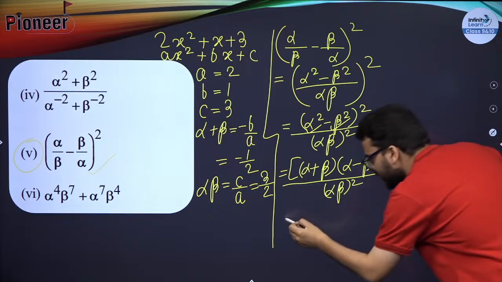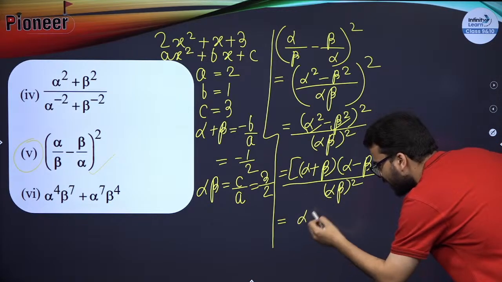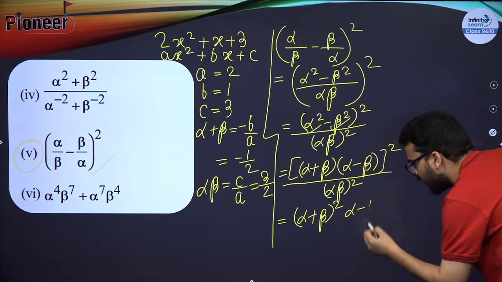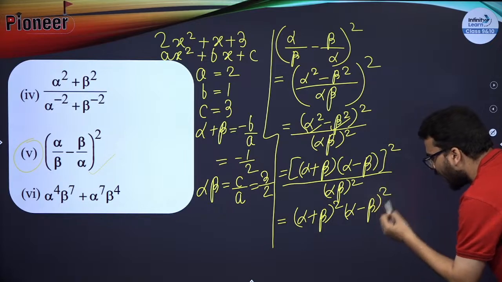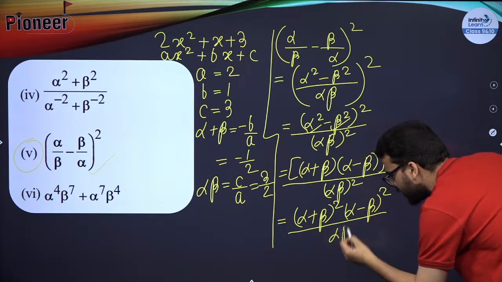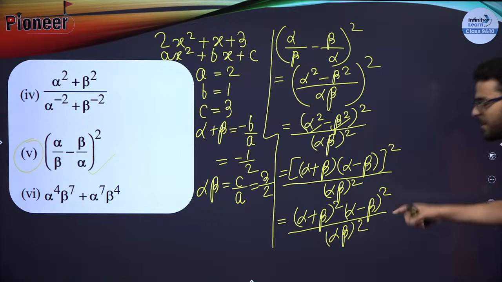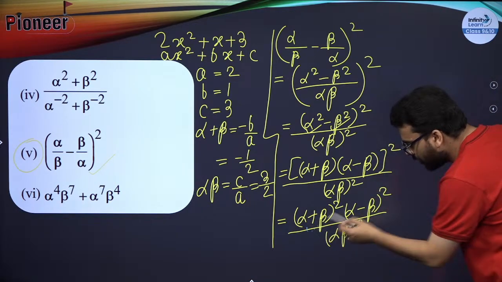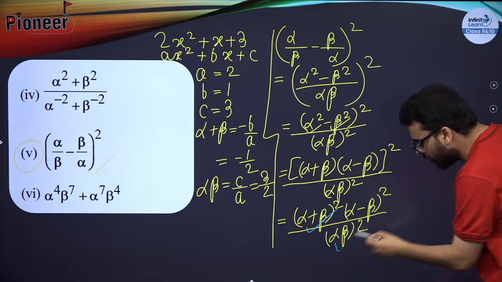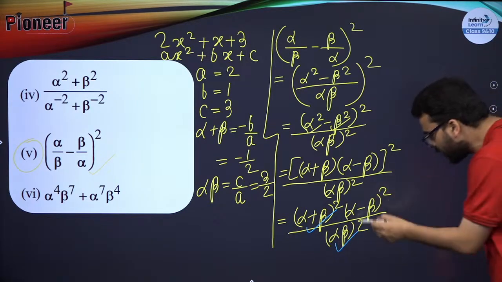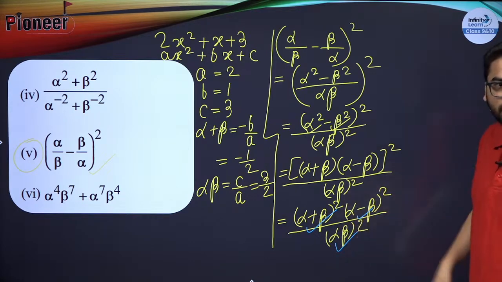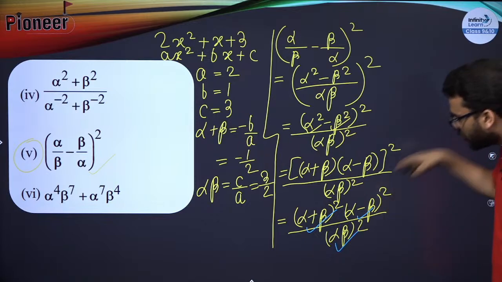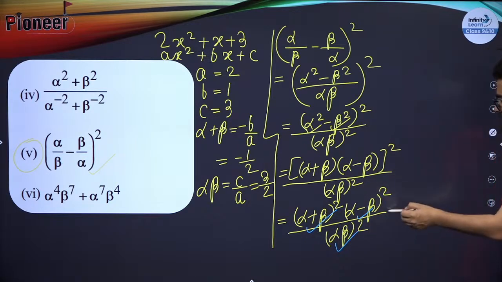Now I can again separate out squares over here. So can I write it alpha plus beta the whole square into alpha minus beta the whole square, and in the denominator it is alpha beta the whole square. I hope it is clear up till here. Now you know the value of alpha plus beta, you know the value of alpha beta, but you don't know the value of alpha minus beta. This is another thing over here. You don't know the value of alpha minus beta, but this I had explained in today's class itself, that you can write it again like this.